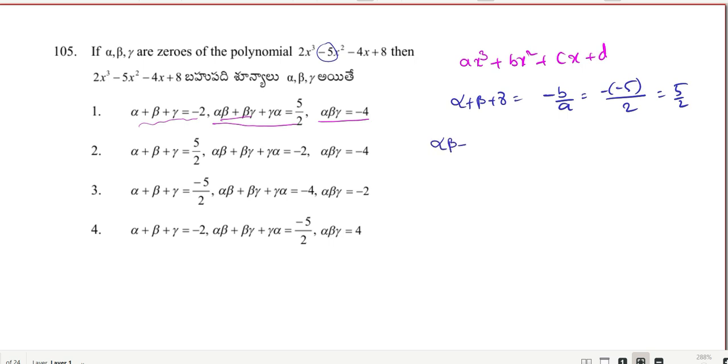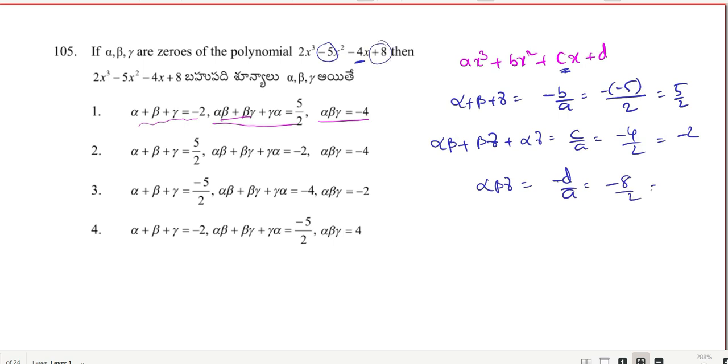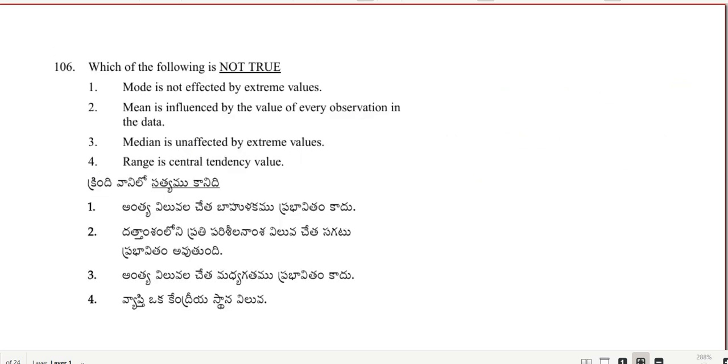And the sum of the product of two zeros at once, alpha into beta, beta into gamma, and alpha into gamma, is equal to c by a. So here c means the coefficient of the x term, that is minus 4 by 2, that is minus 2. And the product of the roots alpha, beta, gamma is equal to minus d by a. So d is 8, minus 8 by 2, that is minus 4. If you observe the answer options, 5 by 2, minus 2, minus 4, the second option is the correct one.